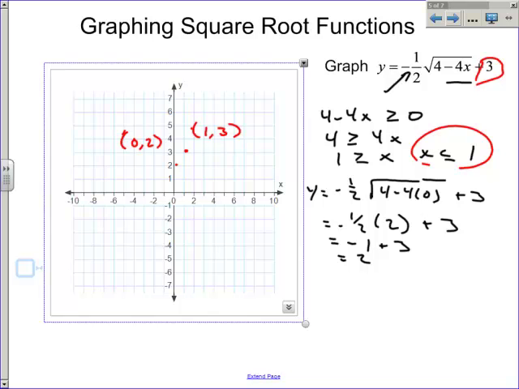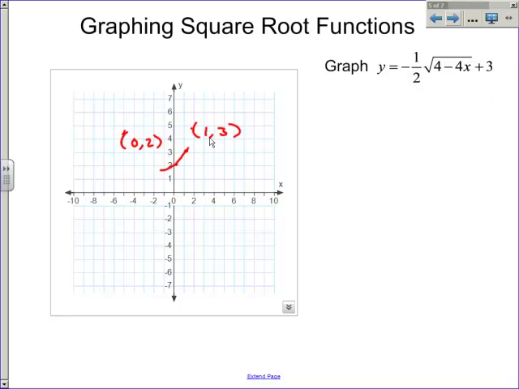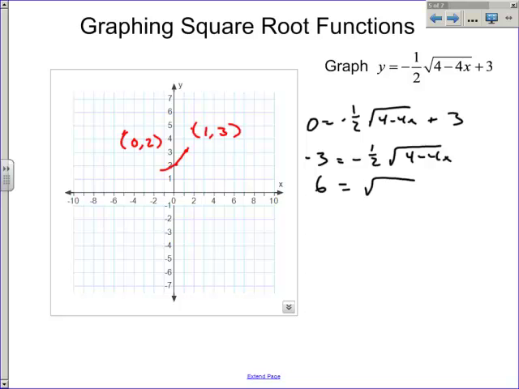And then what about an x-intercept? Well, if this thing is coming down this way, it certainly appears as though I'm going to have an x-intercept. How do I find my x-intercept? I find it by setting y equal to 0. So let's see if we can solve that problem. 0 is equal to negative 1/2 square root of 4 minus 4x, plus 3. Subtracting 3 from both sides, negative 3 is equal to negative 1/2 the square root of 4 minus 4x. Multiplying both sides through by negative 2, 6 is equal to the square root of 4 minus 4x.